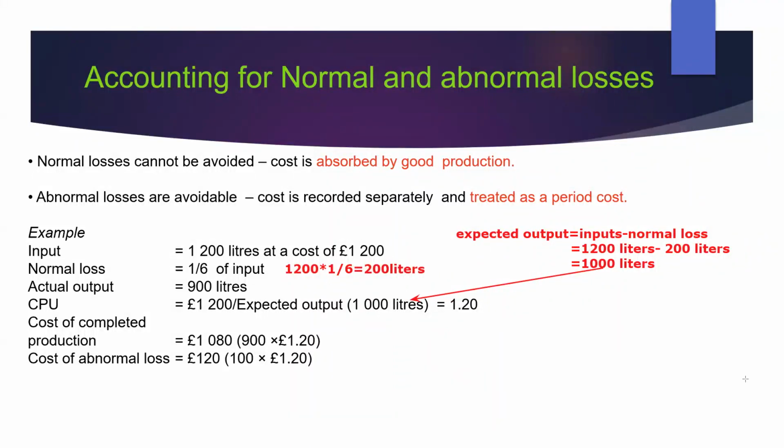Then, now we are going to calculate the cost per unit. So, the cost per unit is the total cost divided by the expected output.